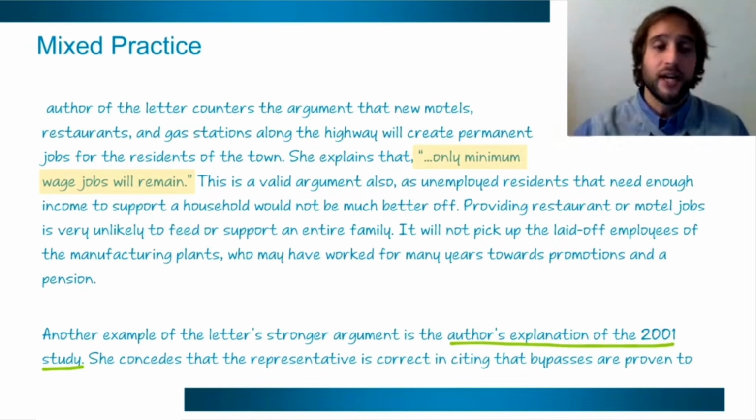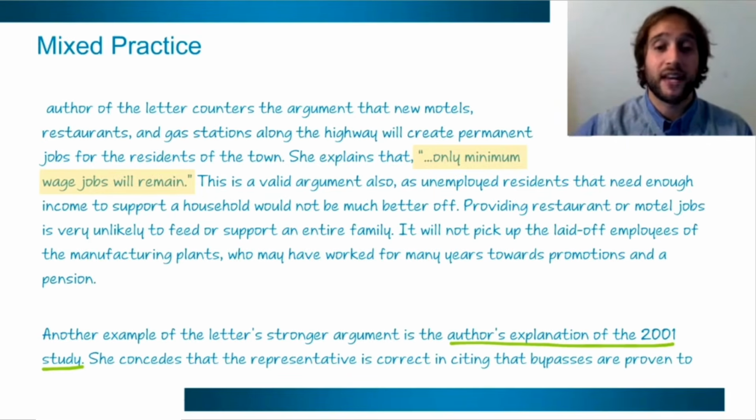So if only minimum wage jobs will remain, we need to explain how that supports the author of passage 2 and undermines the author of passage 1. Well, this is a valid argument also, as unemployed residents that need enough income to support a household would not be much better off. Yeah, that explains why this would not be beneficial. Great reasoning in that next sentence.